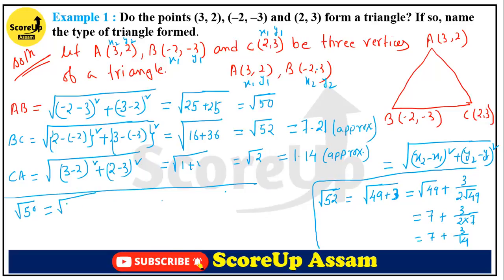Okay, so 50, how to write 50? Root over 49 plus 1. So again we can write like this: root over 49 plus 1 by 2 into root over 49. So root over 49 means 7, because root over 49 is 7. So it should be like this: 7 plus 1 by 14.